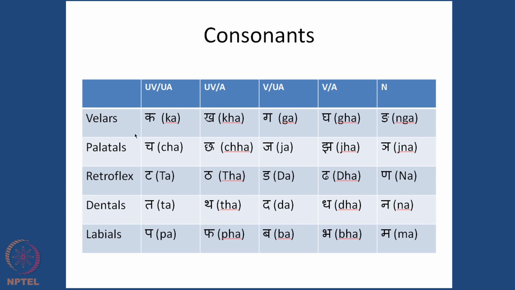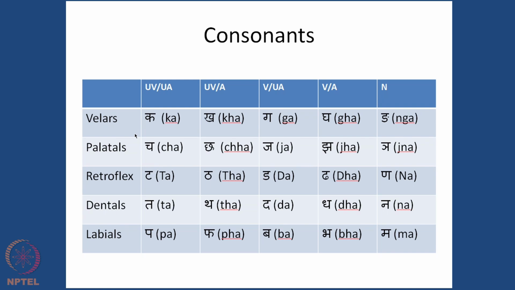Then Cha, Chha, Ja, Jha are called palatals because when you utter them, you touch your soft palate inside the oral cavity. Then Ta, Tha, Da, Dha are called retroflexes because when you utter them, you fold your tongue backwards, and therefore they are called retroflexes. Then Ta, Tha, Da, Dha are called dentals because when you utter them, you touch your teeth with your tongue. And Pa, Pha, Ba, Bha are called labials because you close your lips when you utter them. So this is the logic of each of these rows.